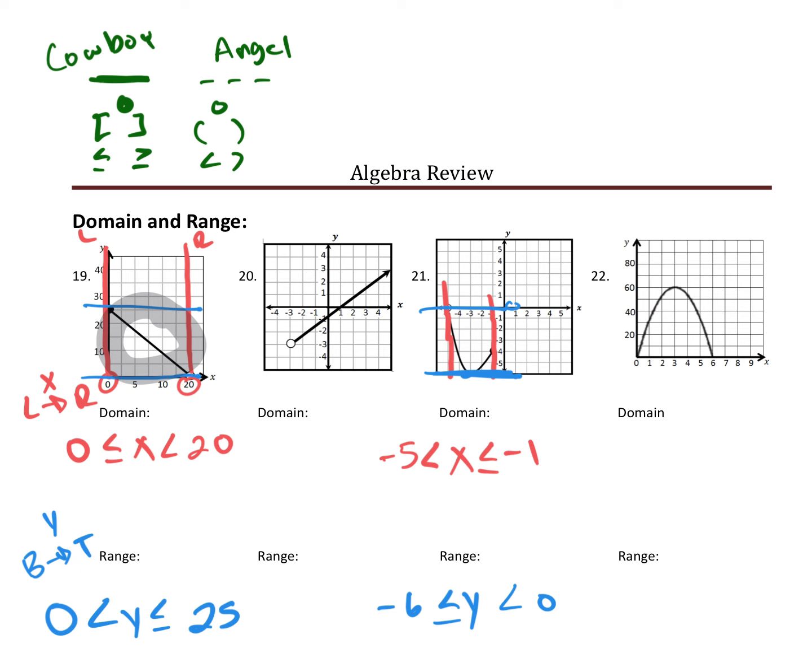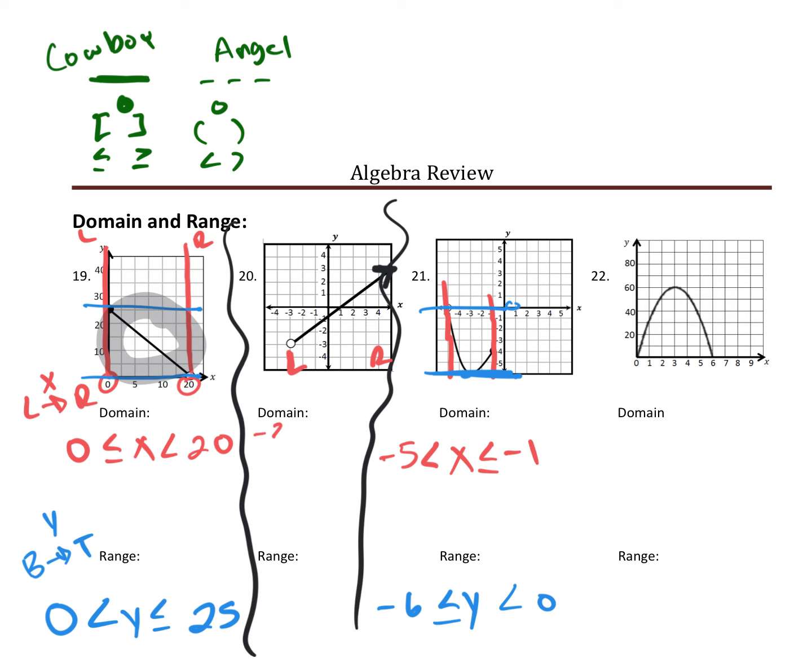Now, I'm going to talk about question 20 because that one's a little bit different. Notice I only have an arrow and an open circle. So that one, yes, it goes to infinity. So for domain, we go from left to right. On the left side, I have -3. And I don't have anything on the right side. So -3 is less than x. In math, we put the letter first. So I can do x is greater than -3. And there's no other endpoint.